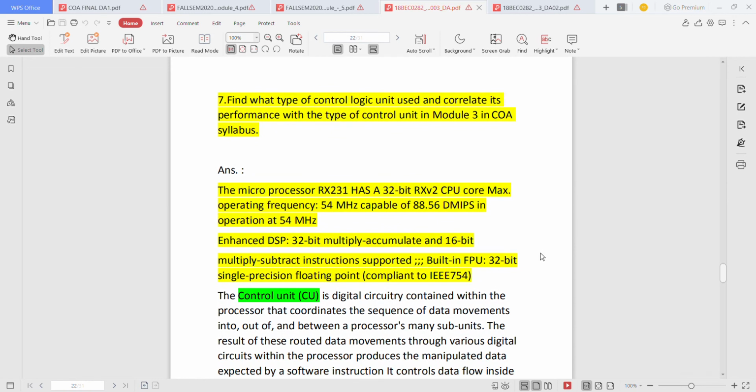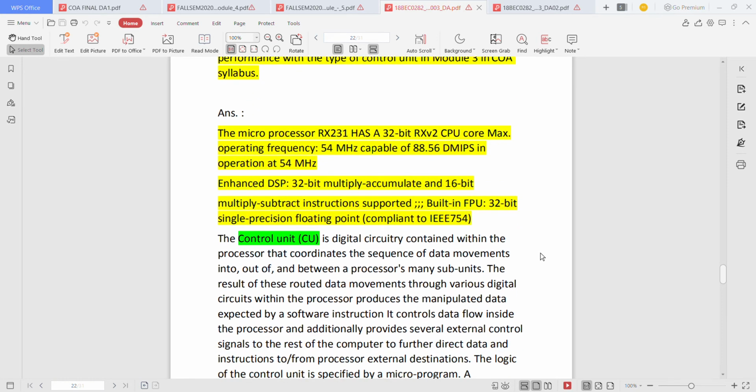Next, we are going to discuss the type of control logic unit used and correlate its performance with the type of control unit in Module 3 of the COA syllabus. The microprocessor RX231 has a 32-bit RXv2 CPU core, max operating frequency 54 MHz, capable of 88.56 DMIPS, enhanced DSP, 32-bit multiplier and 16-bit multiplier instructions support, and built-in FPU 32-bit single precision floating point, compliant to IEEE 754.